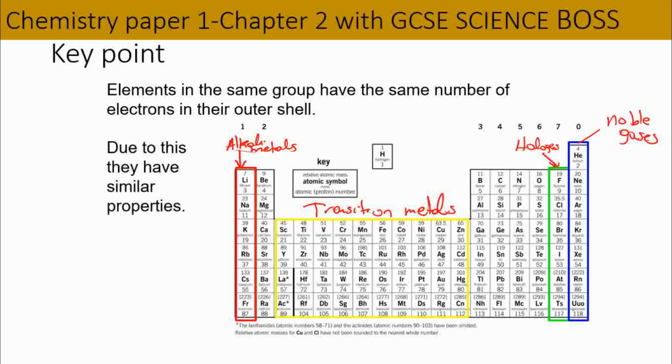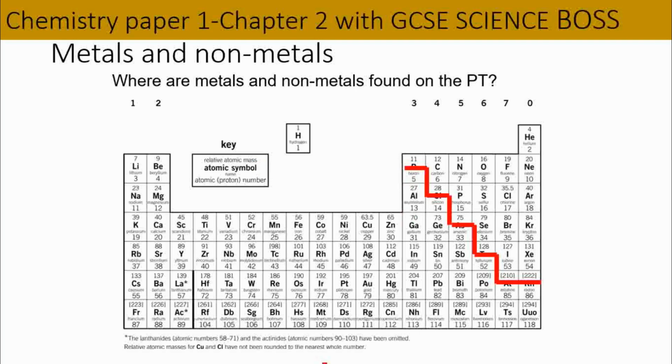Good. So elements are placed in groups because they have similar properties, and group 1 is no different because they have the same number of electrons on their outer shell. Also, to know the difference between your metals and non-metals, think about the step line which is found here. To the left of that step line, all of those are metals, and to the right of that step line, all of those would be non-metals.